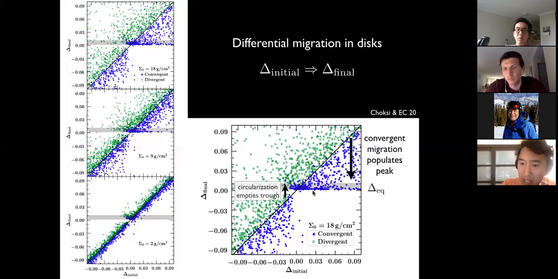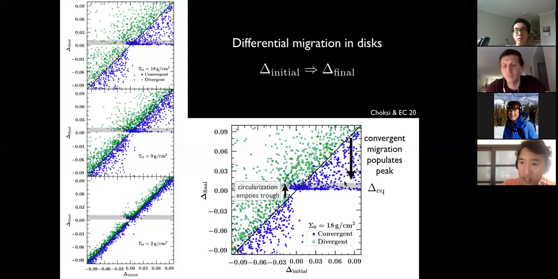There's also a trough. Here's the trough, the gap, the deficit of systems. All that deficit is produced by the eccentricity damping. This is the resonant repulsion Lithwick-Wu effect kicking in, which is emptying the trough. You could empty the trough, but it's not quite enough to produce the full magnitude of the spike. You still need these convergent systems, at least we find, to produce the right match to the observations.